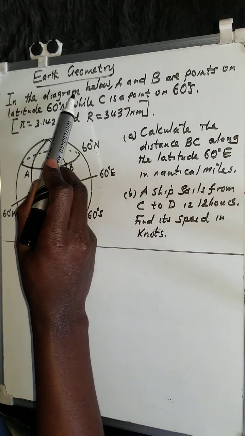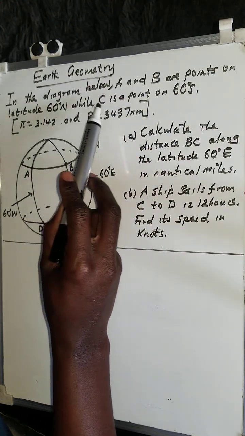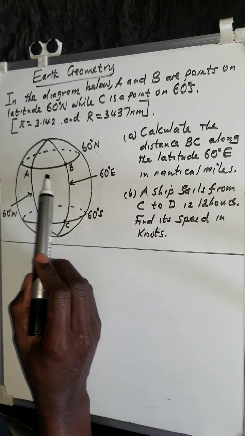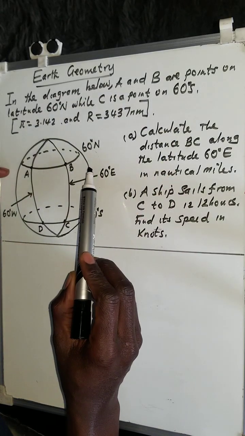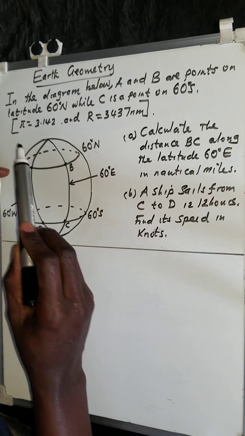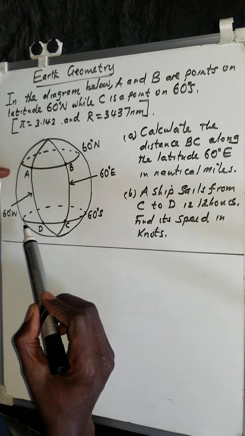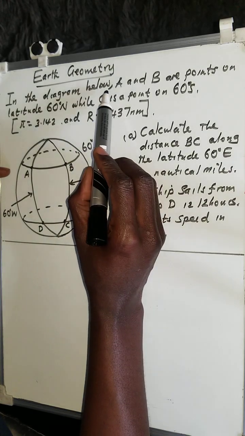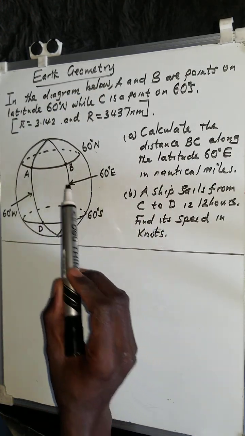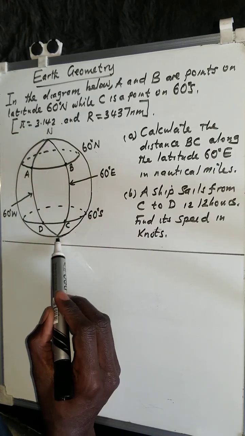It says, in the diagram below, A and B are points on latitude 60 degrees north, while C is a point on 60 degrees south. So when you talk about the points A and B, they are on latitude 60 degrees north, and C and D are points on 60 degrees south, as you can see. Then A and D are lying on the longitude there, that is north and that is south.